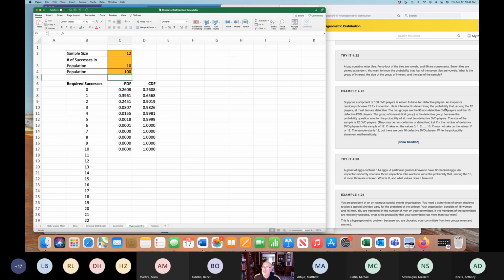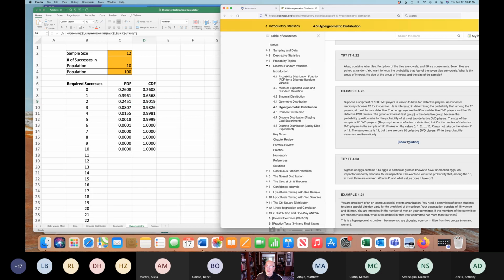He is interested in determining the probability that amongst the 12 players, at most 2 are defective. At most says CDF, 2 or less. I'm going to get 90.19%. Let's see if we did that right.